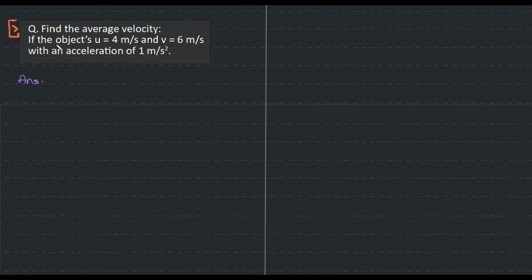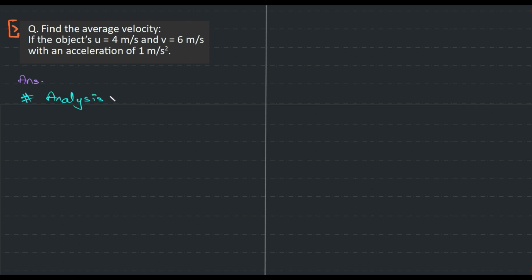Find the average velocity if the object's u is 4 meter per second and v is 6 meter per second with an acceleration of 1 meter per second. Right? So let me start doing this. Just a second. Yeah. First is analysis.